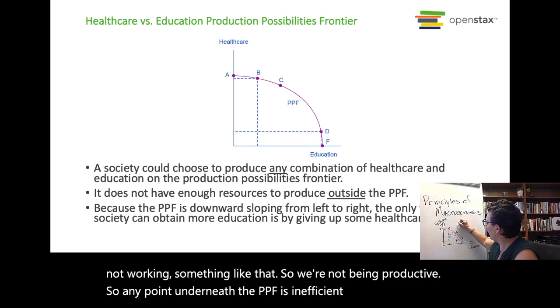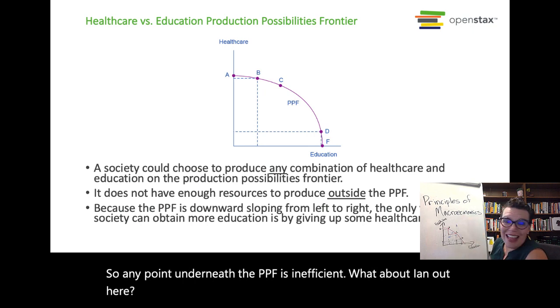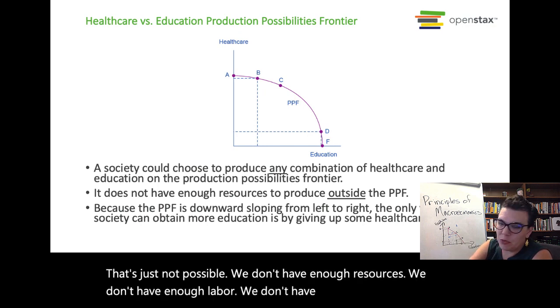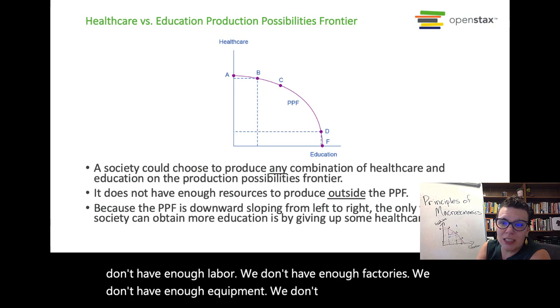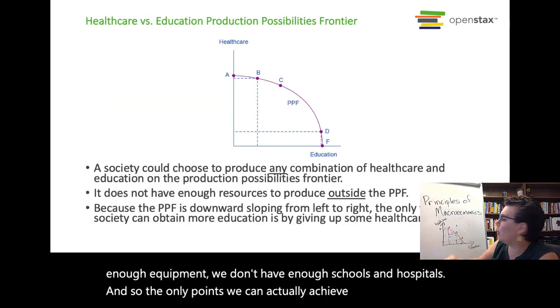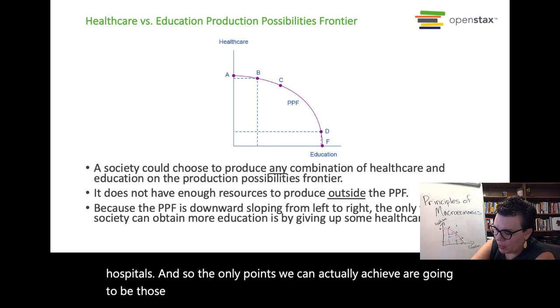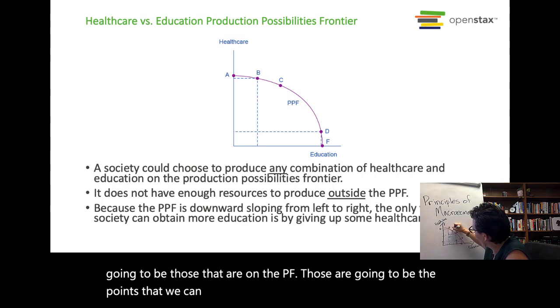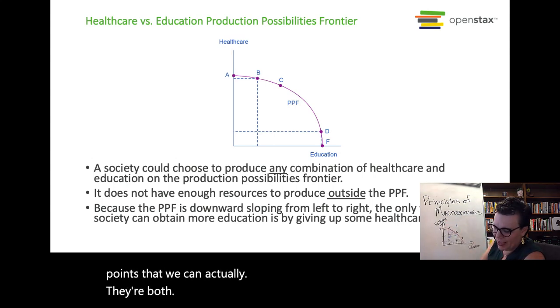What about being out here? That's just not possible. We don't have enough resources. We don't have enough labor. We don't have enough factories. We don't have enough equipment. We don't have enough schools and hospitals. And so the only points we can actually achieve are going to be those that are on the PPF. Those are going to be the points that are both possible and efficient.